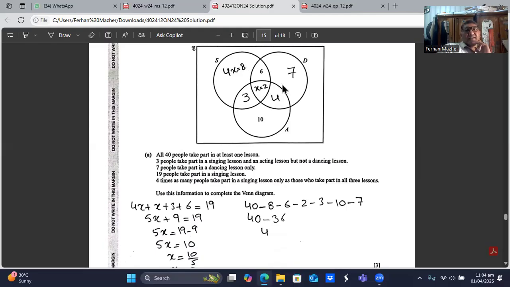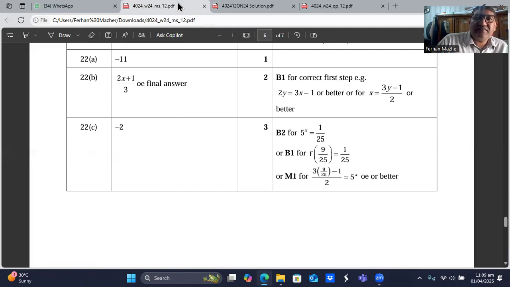Now I don't know what is here. So the total people are 40. So from 40, subtract 8, minus 6, minus 2, minus 3, minus 10, minus 7. You will get 4. So 4 will be here. So this is how you will complete this Venn diagram. A little tricky. So let's check what their answers are.